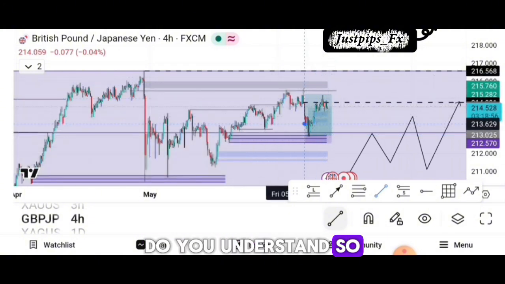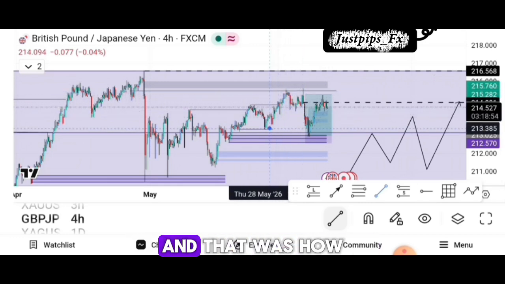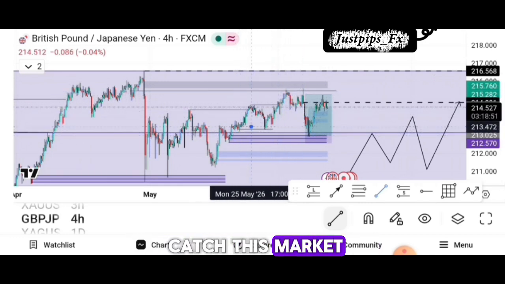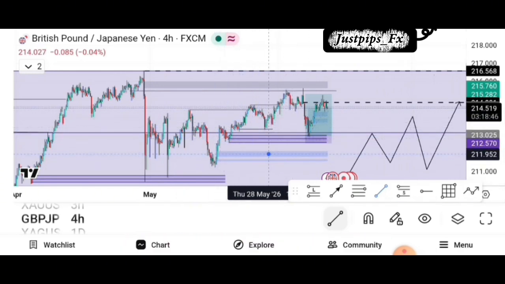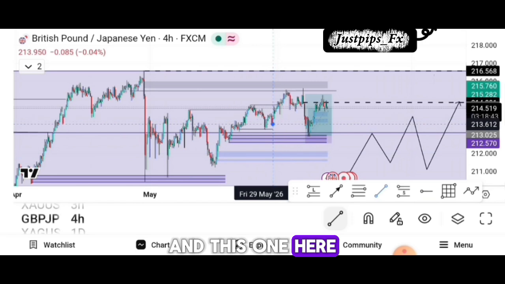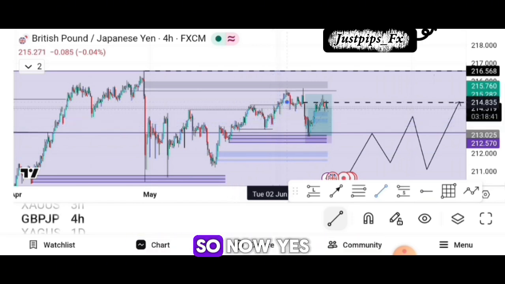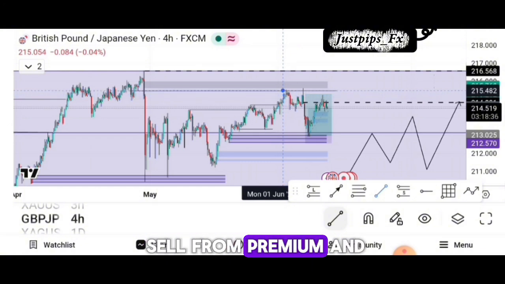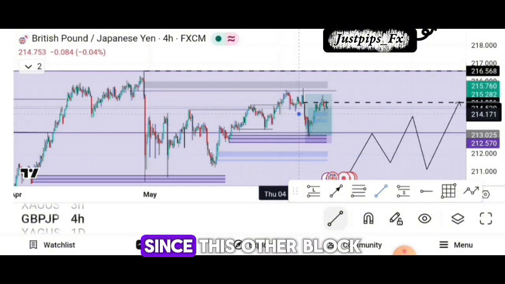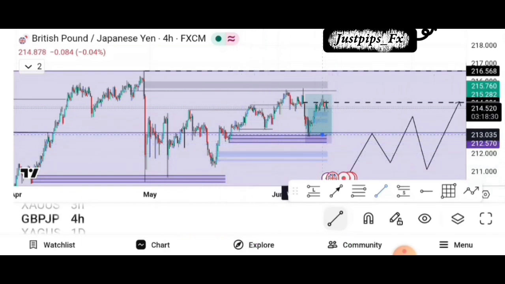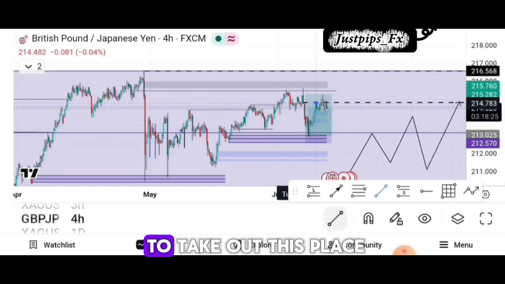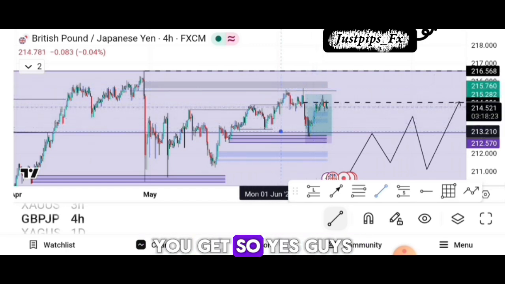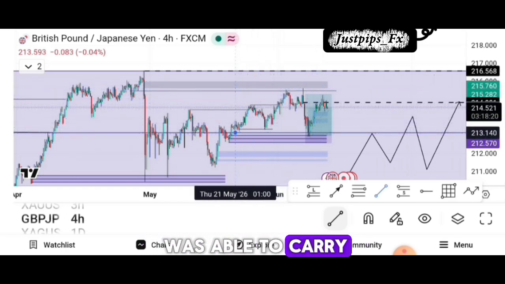You understand? So that is what I anticipated, and that was how I was able to catch this market. Now if you look closely, this order block was inside the discount area, and this one here is inside the premium level. So yes, since we explained earlier that you look to sell from premium and buy from discount, and this order block is inside the discount, I term it a valid order block that I will choose to take out this place. You get? So yes guys, this was how I was able to catch this trade.